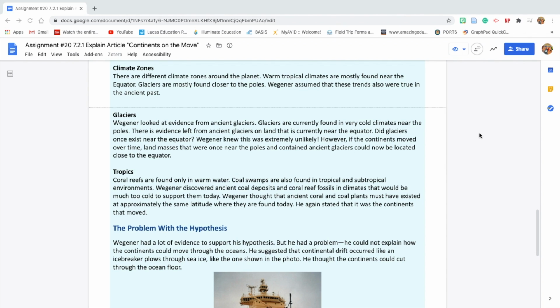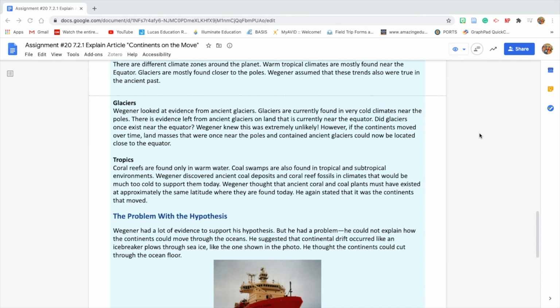Tropics. Coral reefs are found only in warm water. Coral swamps are also found in tropical and subtropical environments. Wegener discovered ancient coal deposits and coral reef fossils in climates that would be much too cold to support them today. Wegener thought that ancient coral and coal plants must have existed at approximately the same latitude where they are found today. He again stated that it was the continents that moved.